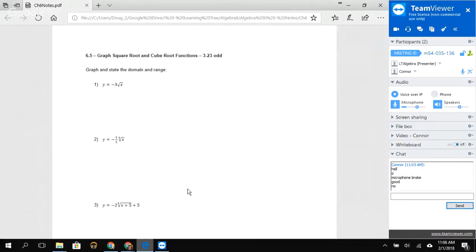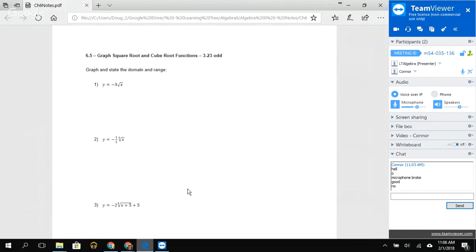Section 6.5. If you remember a lot of chapter 5 and chapter 6, we have all the different square root functions, cube root functions. We've talked about how we can write them in different formats, so we'll review that a little bit. But 6.5 is that little section that usually happens for each of our chapters where we actually get to look at the graphs and see what the graphs of our different functions look like. So that's what we're going to do today.